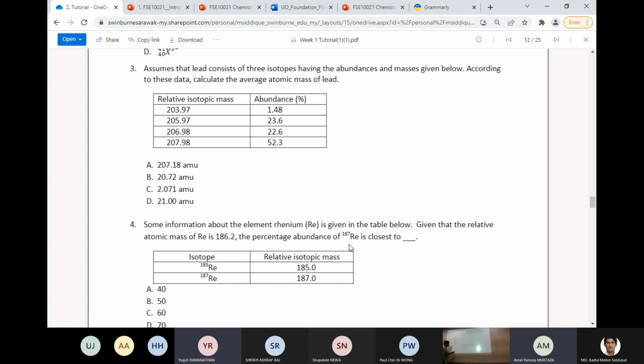So X times 187 plus (1 minus X) times 185 equals the relative atomic mass, 186.2. If we solve for X, we will get the percentage abundance for radium-187. Okay? All right.